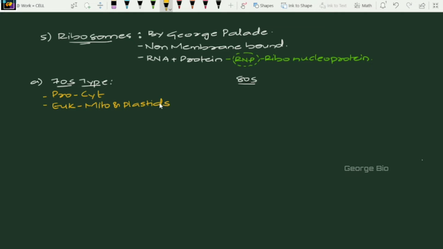Then what about 80S ribosomes? The 80S ribosomes are observed in the cytoplasm and connected to the endoplasmic reticulum of eukaryotes. So if a question is asked, what is the type of ribosome observed in both prokaryotes and eukaryotes? That is the 70S type of ribosome. In both cases, ribosomes are observed in the form of a dimer. It means they consist of both a larger subunit as well as a smaller subunit: the larger subunit is the 50S subunit, and the smaller subunit is the 30S subunit.